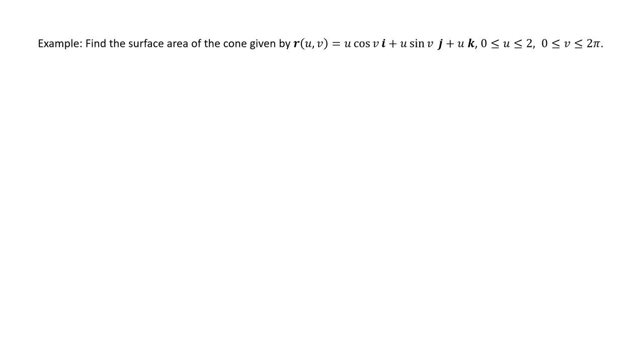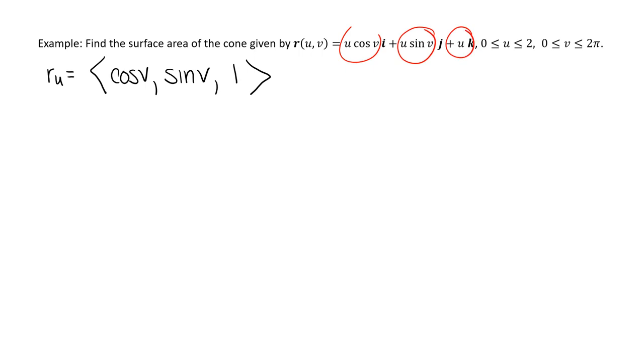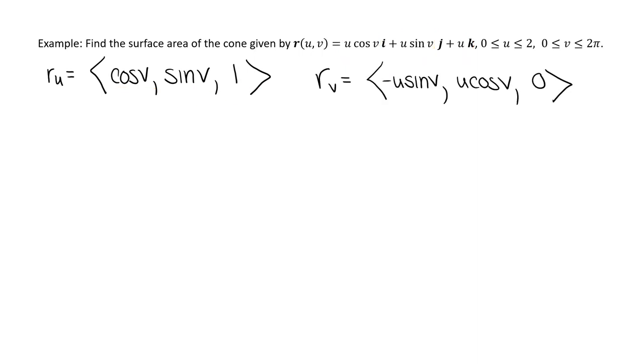Let's see if we can use this definition to find the surface area of the cone given by the following parametric equations. x is u cosine v, y is u sine v, and z is u. The u's go from 0 to 2, and the v's go from 0 to 2 pi. So I'm going to start by computing r sub u. What I'm doing here is just taking the derivative with respect to u of these components. So derivative of x with respect to u is just cosine v. Derivative of the y component with respect to u is sine v. Derivative of the z component with respect to u is 1.